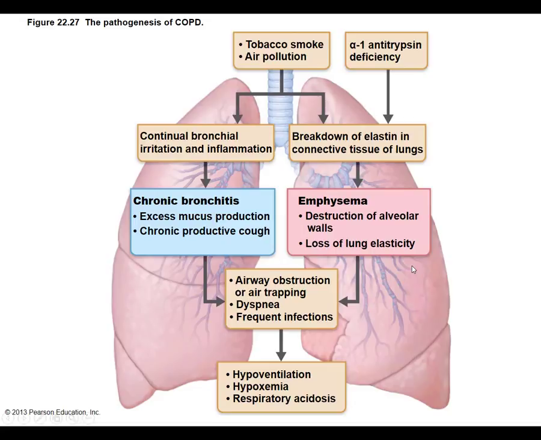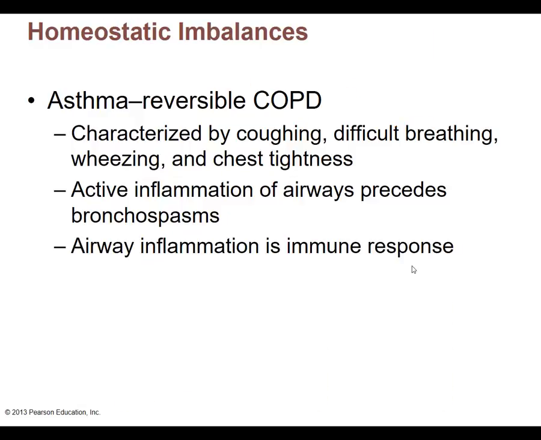Another homeostatic imbalance, another disorder, asthma. It's reversible COPD. So it's like all the COPD things, but it can go away. A lot of characteristics of asthma: coughing, difficult breathing, wheezing, chest tightness. For those of you who have suffered from asthma, you're like, yep, I get it all. The first thing that's going to happen is you're going to inflame the airways, which will lead to bronchospasms. That's usually the coughing part, it's spasming because of this inflammation, and it's usually also constricted, so you're not getting the air out and you're not getting the air in.